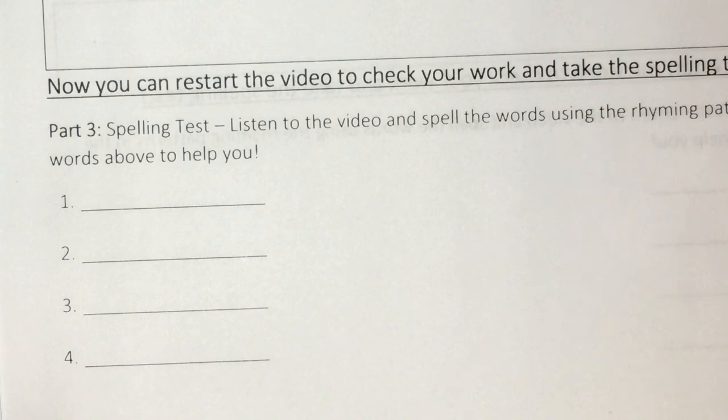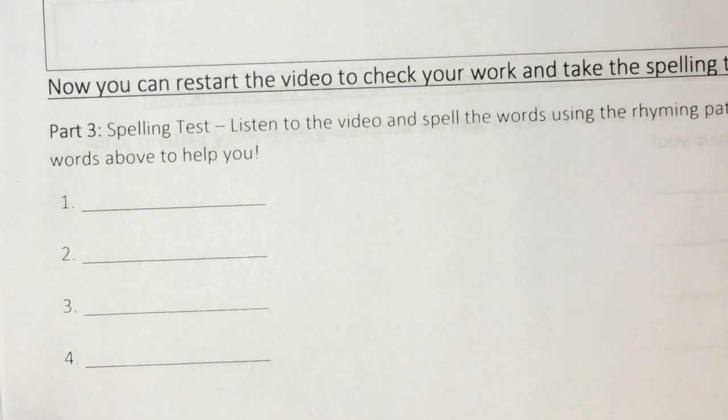Van. Okay, again, number 1 was mask. Number 2 was prank. Number 3, brat. And number 4, van. Okay, that's the end of part 3, end of the spelling test.